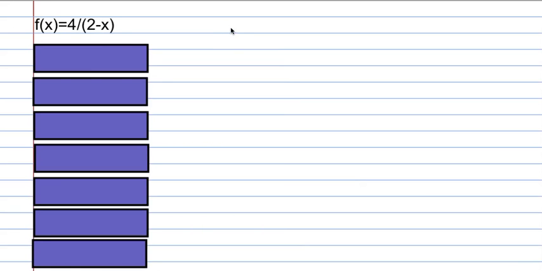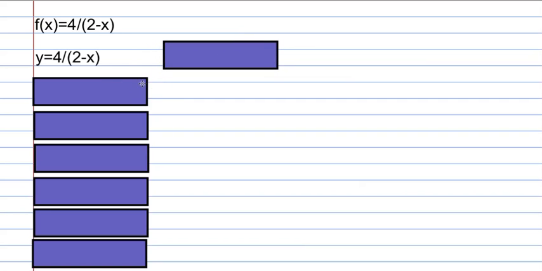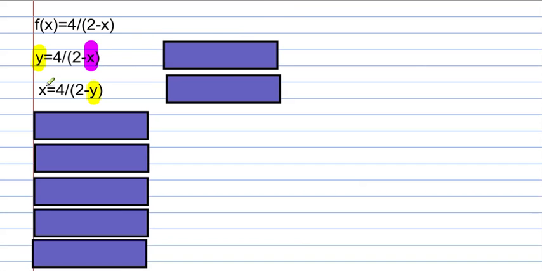Alright, this one is f of x equals 4 divided by 2 minus x. If you guys would like to, you could just pause the video here and try these on your own and then proceed with the video. But let's see, rewrite with y equals, switch the variables. So our y's are here, and our x is here. Okay, and our next step, of course, is to solve for y.